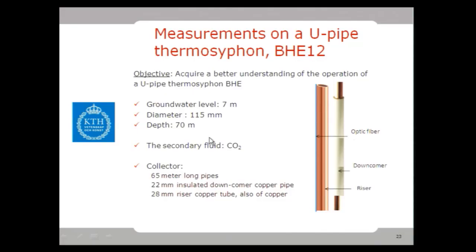And these are the characteristics of the borehole. I have an insulated downcomer pipe of 22 millimeters, and then a 28 millimeter riser pipe, to which I have attached a fiber optic cable along the whole depth. So we are going to measure outer pipe wall temperatures in this heat exchanger. The high pressures inside this pipe made it difficult to install the fiber inside.